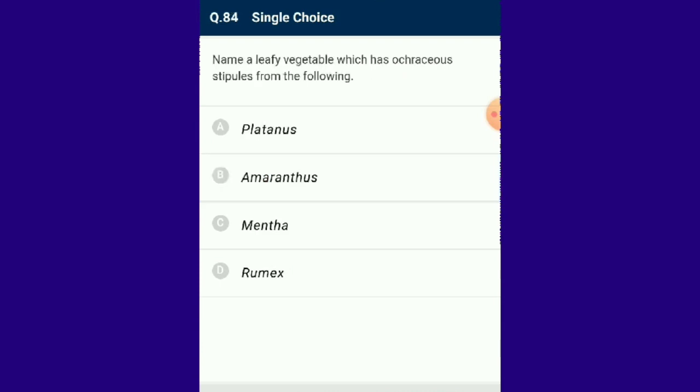Question number 84. Name the leafy vegetable which has ocreate stipules from the following. A linear modified leaf appendage that usually occurs in pairs is called a stipule. They are located just below, or sometimes attached to, the base of the petiole of the leaf. They rarely occur in monocots and are usually found in dicots. In the ocreate type, a single stipule appears to be a solid tube that goes all the way around the stem, as seen in leafy vegetables like Rumex. So the answer is option D.